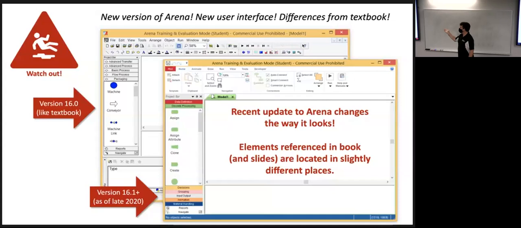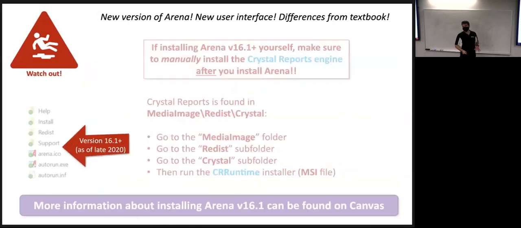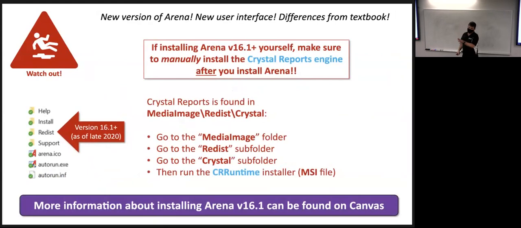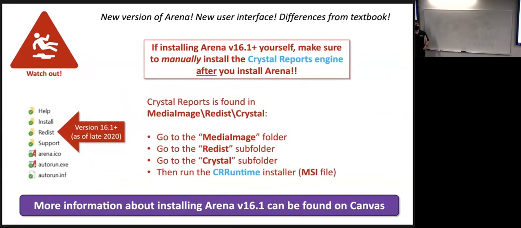So that's why we made the decision just to keep everybody on the new version of Arena and deal with a little bit of those headaches. So that's one thing there. The other thing is when you install Arena, due to licensing issues, I guess, the old version of Arena would naturally install automatically something called Crystal Reports Engine. The new version of Arena, you have to manually install that.